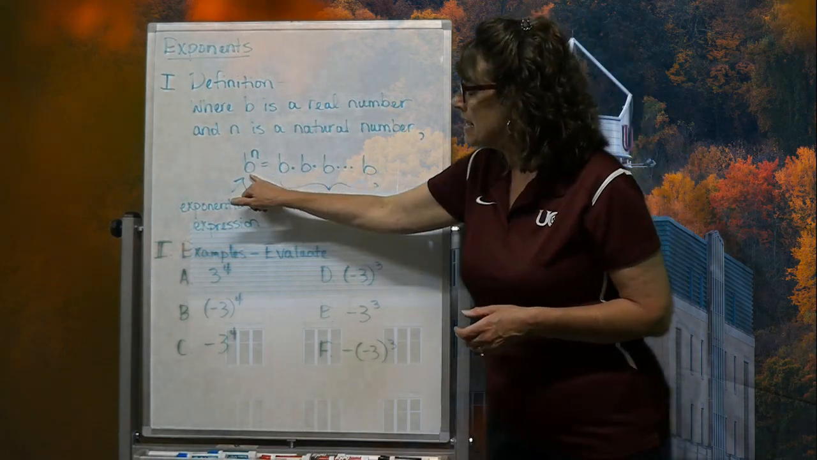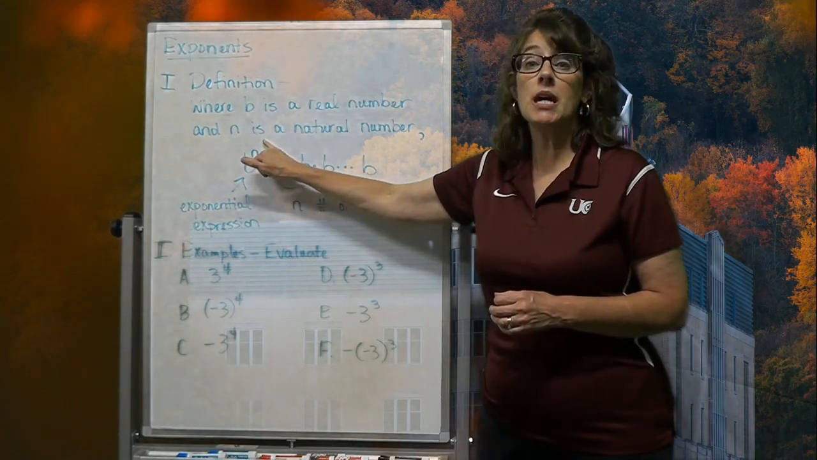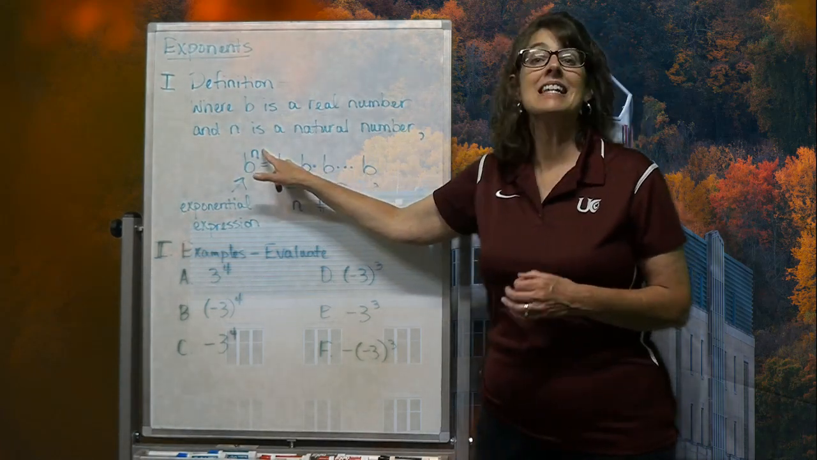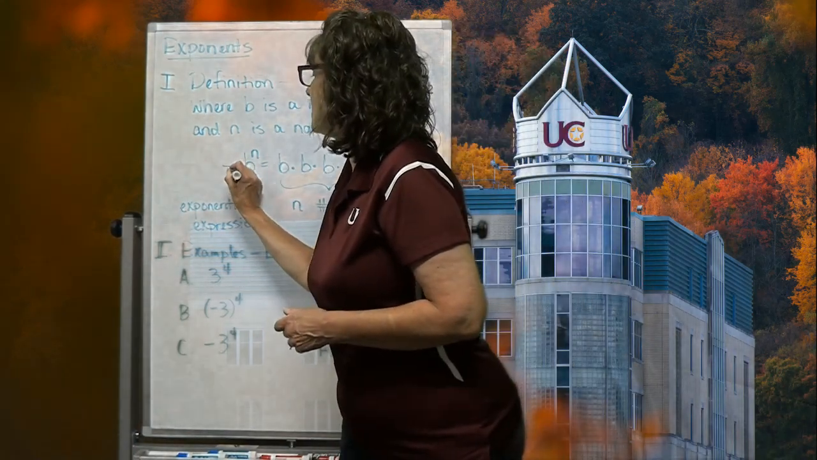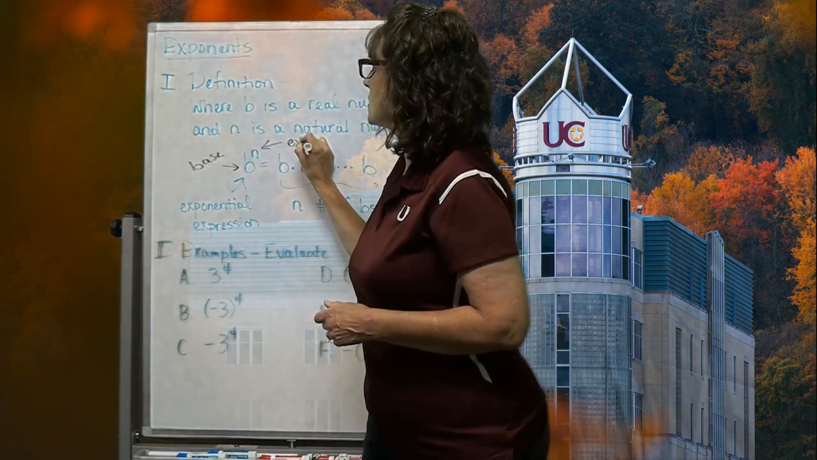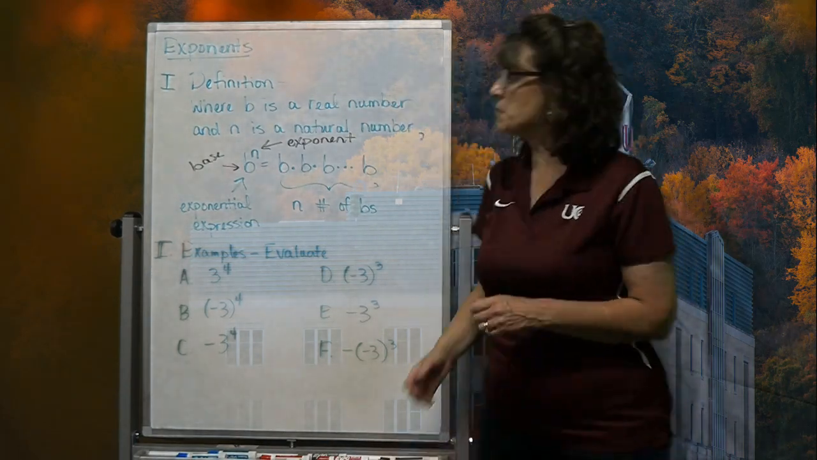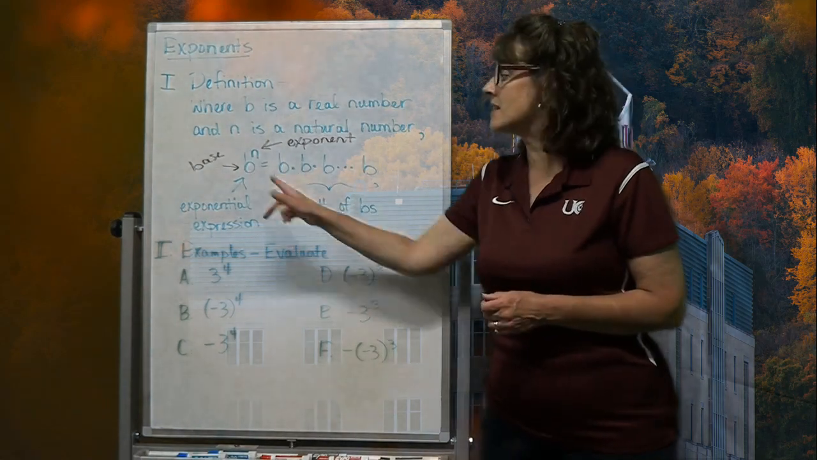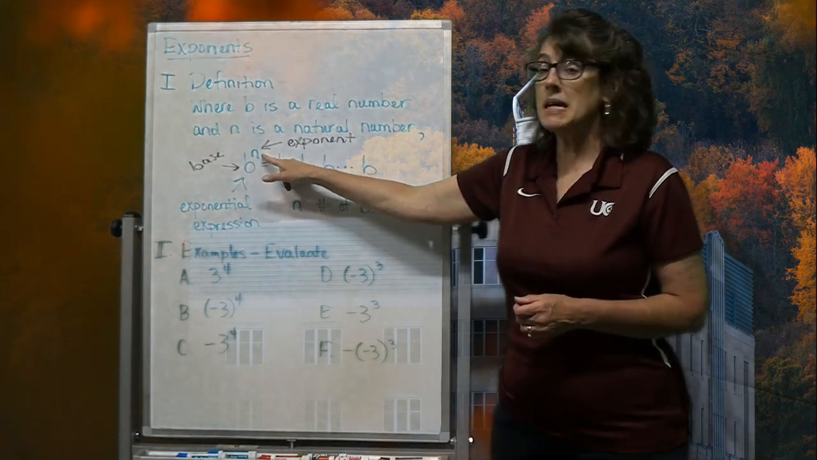So if I have B to the n power, that's how that's worded, this is an exponential expression because the n is an exponent. This B right here is considered to be the base, and this n is considered to be the exponent, and the whole thing together is considered to be an exponential expression. But when you see this B to the n power, what it indicates is this base is going to be multiplied to itself that many times.